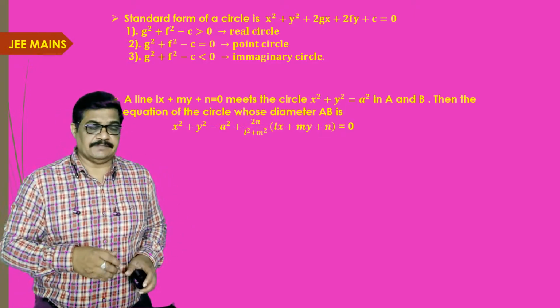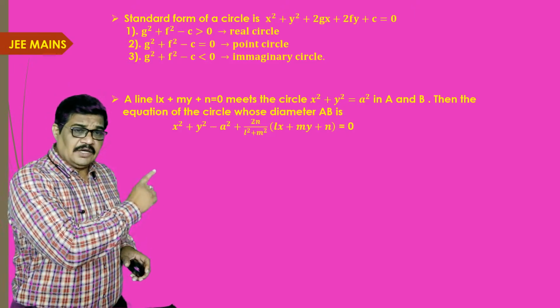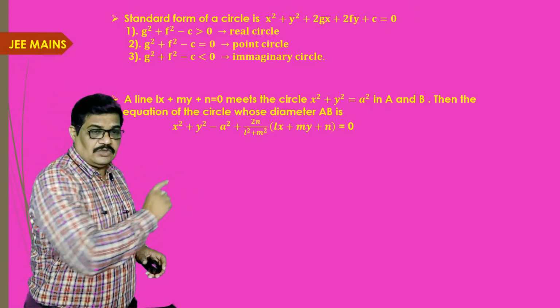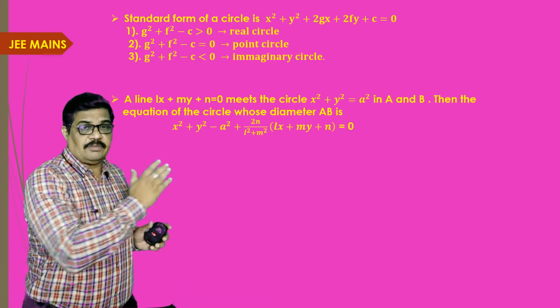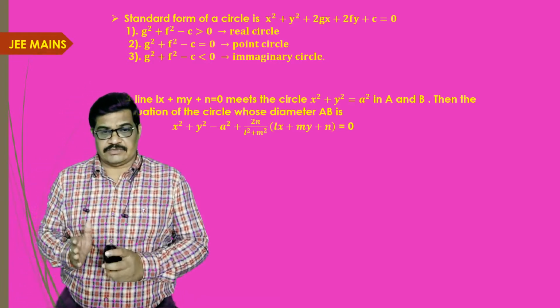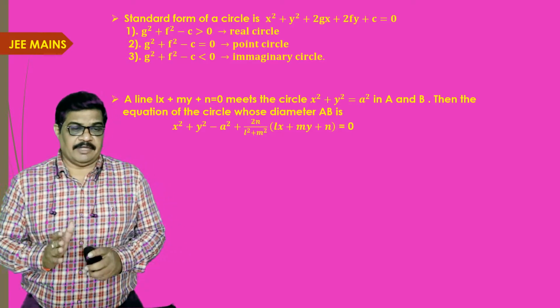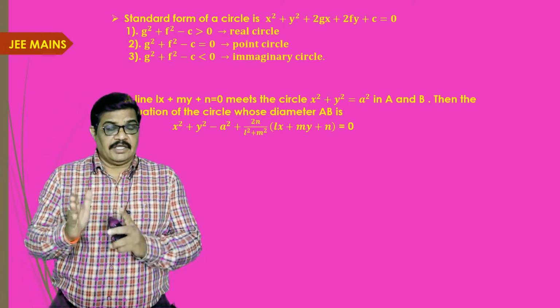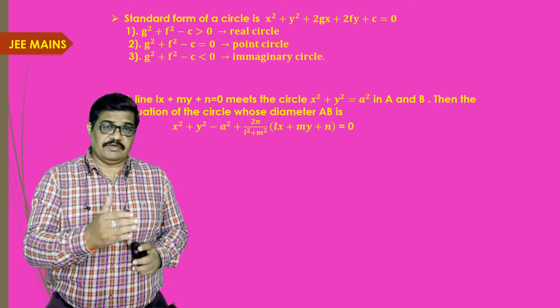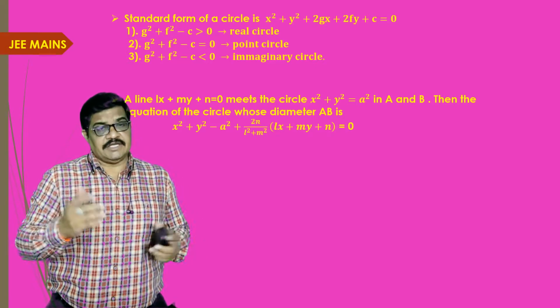Okay. Next, a line lx + my + n = 0 meets the circle x² + y² = a² at points capital A and capital B. Then, the equation of the circle whose diameter is AB. Now I have to find the equation of the circle with AB as the diameter.